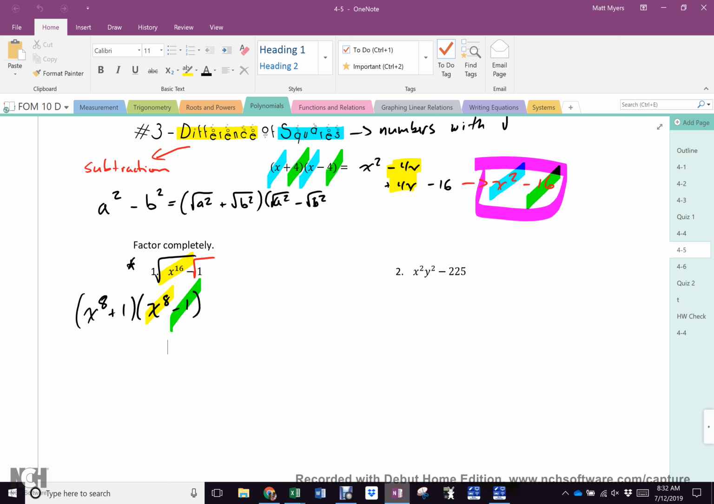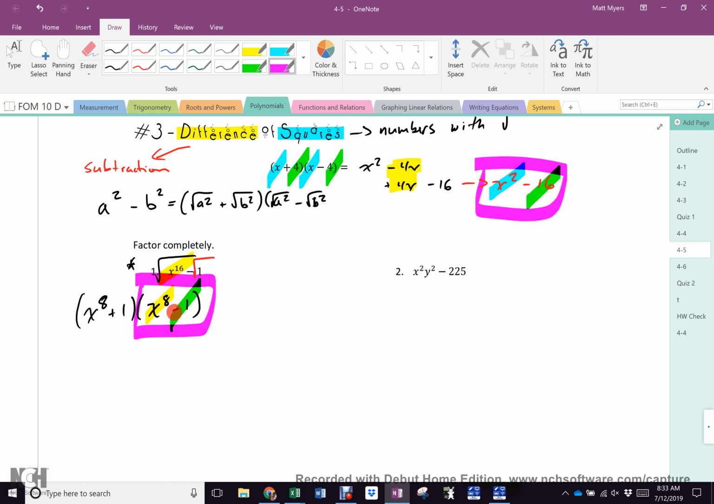I know this. Is that a difference of squares? Yes or no? It is. So does that mean I can continue to factor there? Of course I can. Can I do anything here? No, I cannot, because it is not a difference of squares. So I have to leave the x to the 8th plus 1, but this will become x to the 4th plus 1 and x to the 4th minus 1.